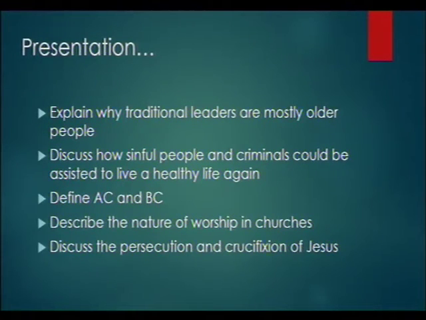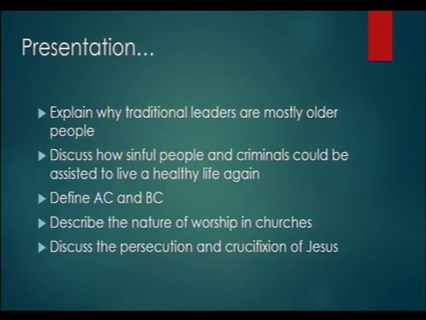Discuss how sinful people and criminals could be assisted to live a healthy life again. No one wants to be a criminal forever. Most of these people, when they go to prison, they regret, and they want to be integrated in the community as new people. So what can be done to help them to make sure that their lives are revived? They are living with the community in a better environment once more.